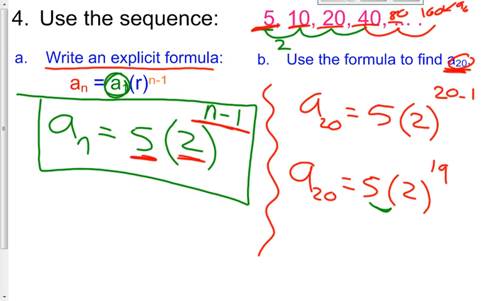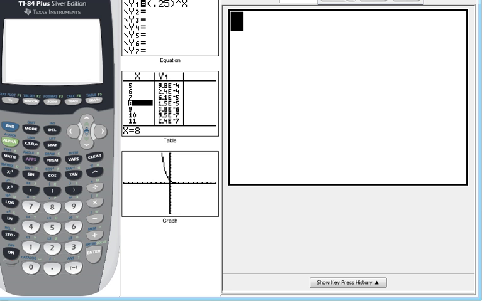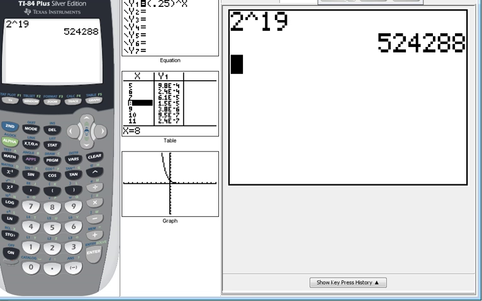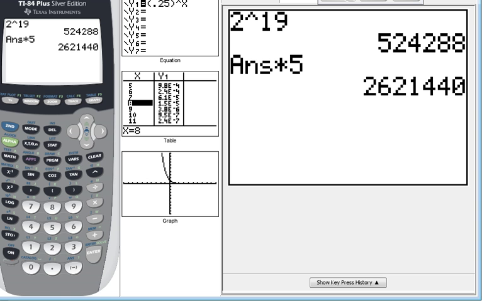Before you multiply this, you first have to raise it to the exponent, okay? Exponents come before multiplying in our order of operations. So take your calculator and take 2 raised to the 19th, and we get this number. And this number has to be multiplied by the number 5. So multiply it by 5. And this, class, right here is our answer: 2621440. Okay?